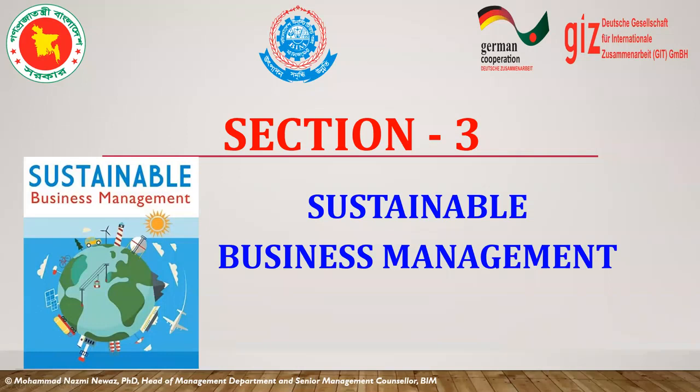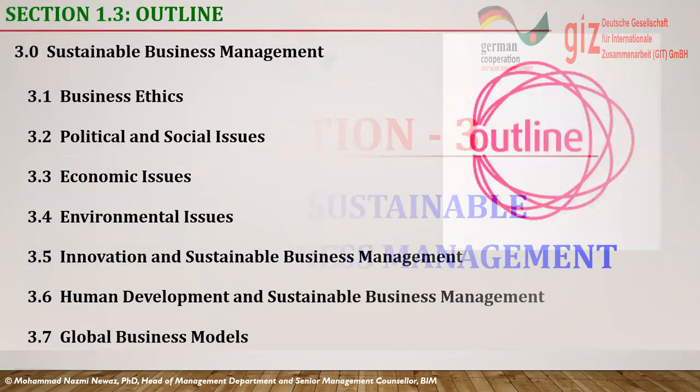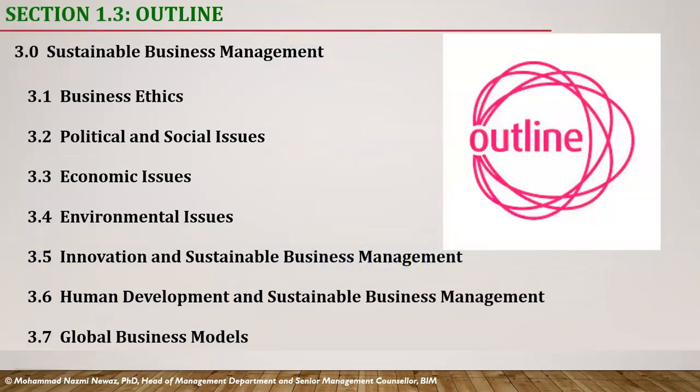Yes, sir. Okay, then we are starting section 3 of module 1, which is sustainable business management. Or alternatively, we can say how to manage the business or organization for sustainability. In this section, we are going to cover 7 issues relating to sustainable business management: business ethics, political and social issues, economic issues, environmental issues, innovation and sustainable business management, human development and sustainable business management, and global business models regarding sustainability.